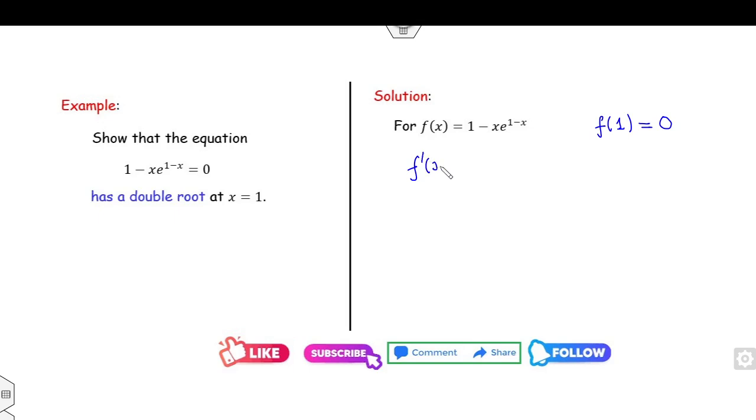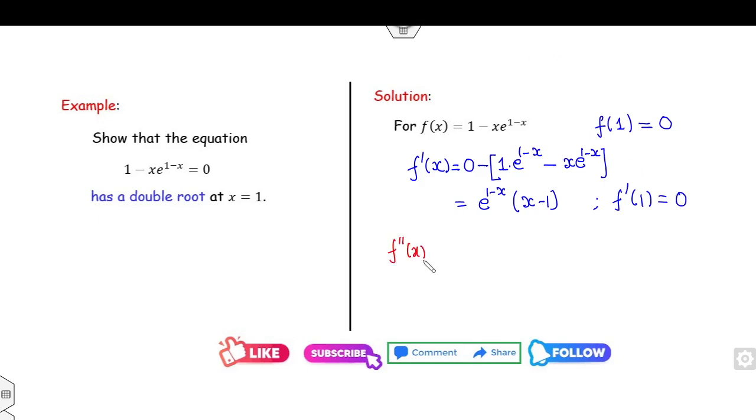Can you find the derivative of this function? I can apply the product rule: 1 times e raised to power 1 minus x, minus x times e raised to power 1 minus x. Fine. So I can take e raised to power 1 minus x common, then it will be x minus 1. Then what is the value of f'(1)? 0. Then I can find the second derivative.